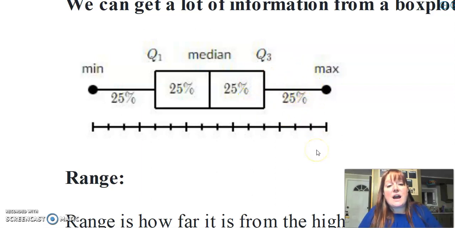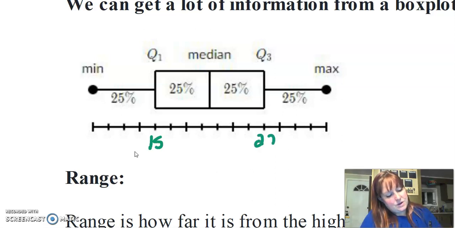So if we had a number here, and this number was 15, and that's 16, 17, 18, 19, 20, 21, 22. And I said, how much of our data is in between 15 and 22? You could see that 25% and another 25% is in between. In fact, half of our data exists inside of this box. So half of our data is in between 15 and 22.